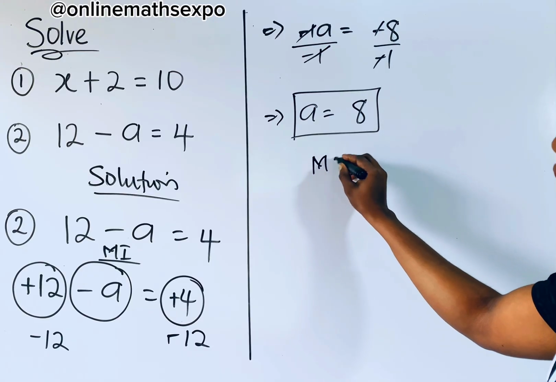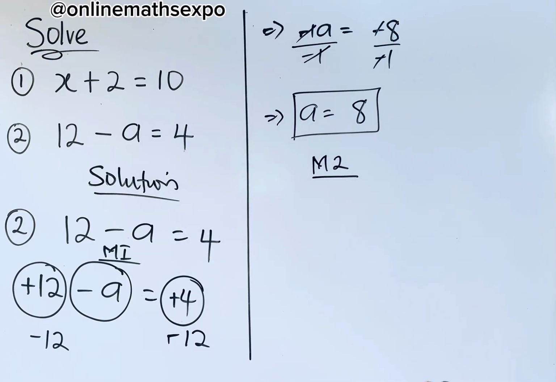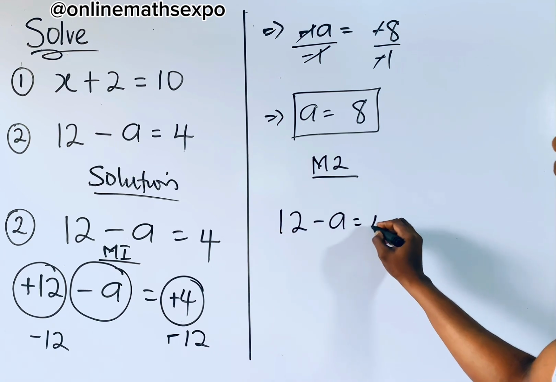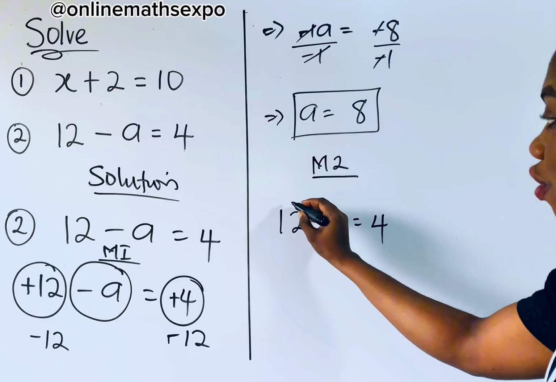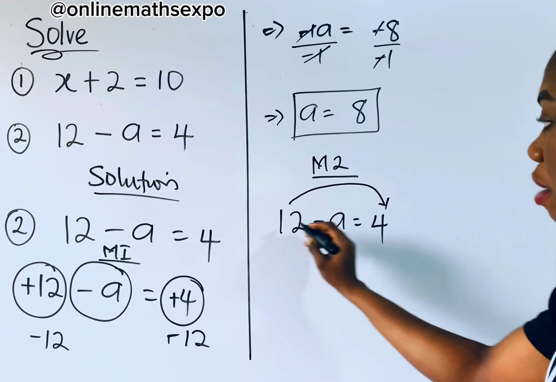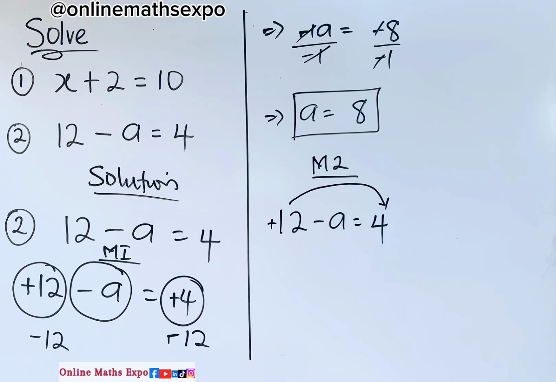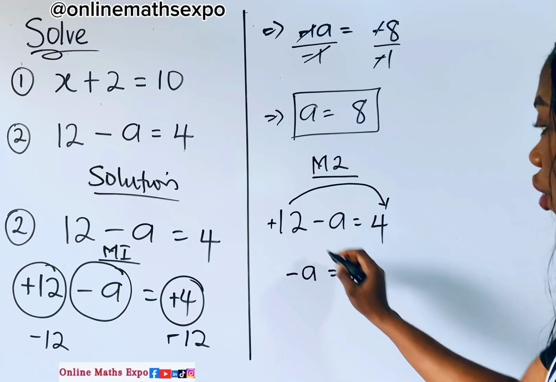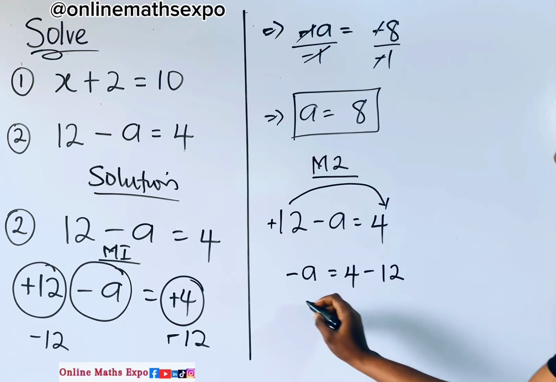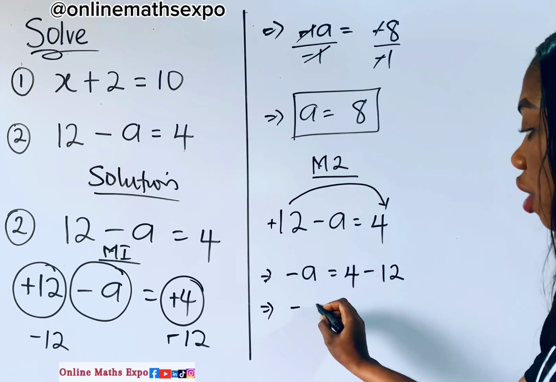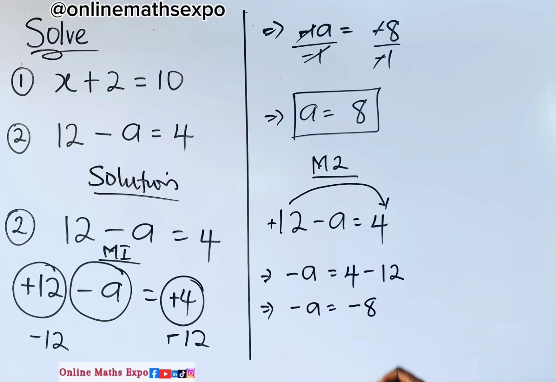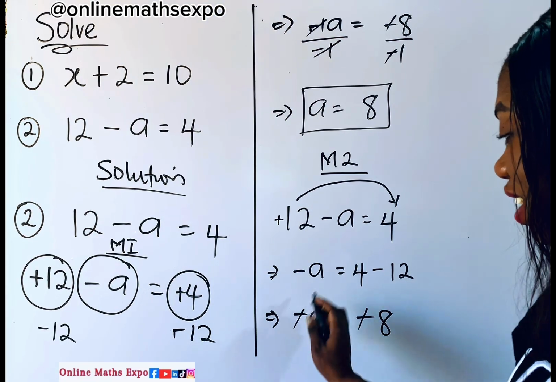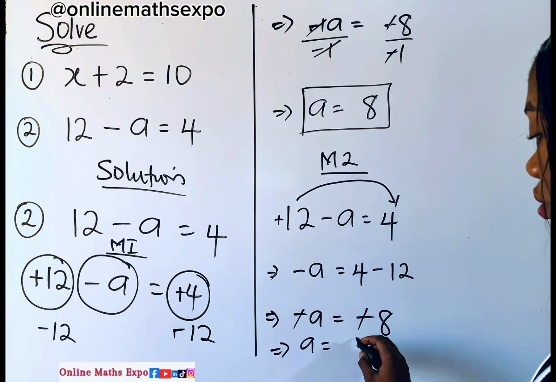Then if we're using method 2 for question 2, you are going to have 12 minus a is equal to 4. Now what you do, you use an arrow to take this away. And remember, the 12 is the one carrying positive. So if you do that, you are going to have negative a is equal to 4 minus 12. So you subtract. This will give you negative a is negative 8. Okay. So you can just say, since a negative is on both sides, you just take it off, so that a will give us 8.